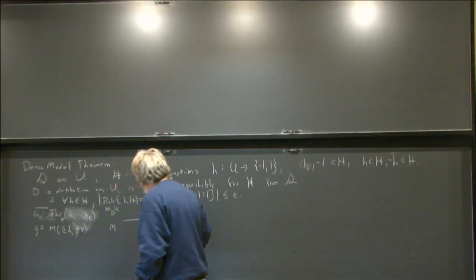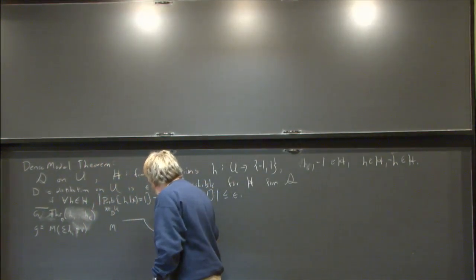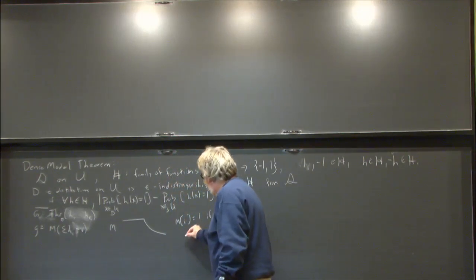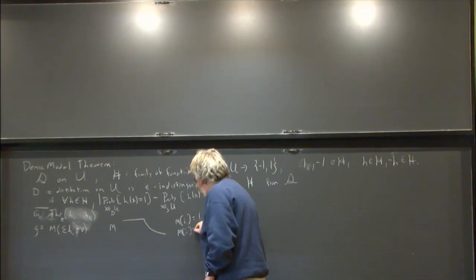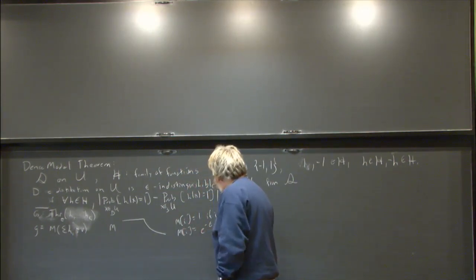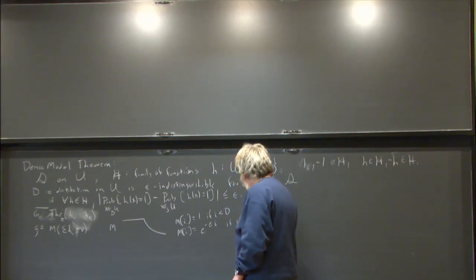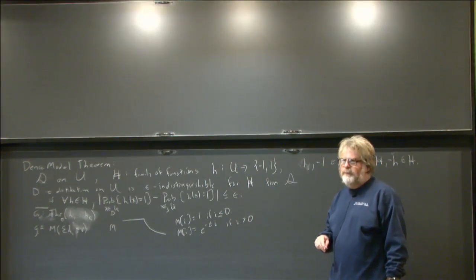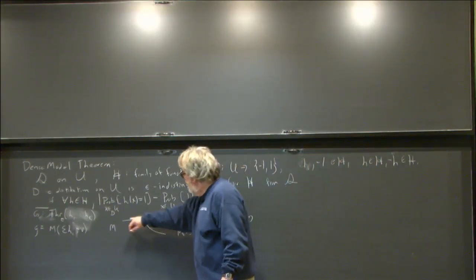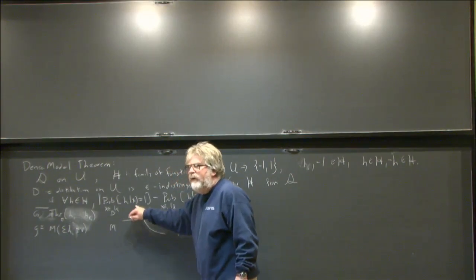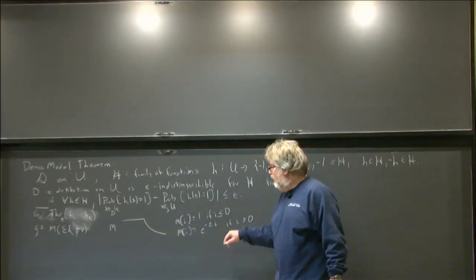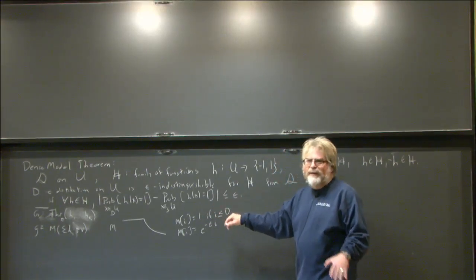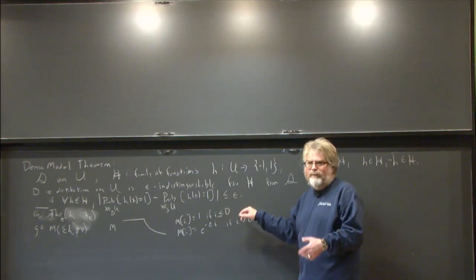For negative numbers less than 0, m of i equals 1, and m of i equals e to the negative epsilon i if i is bigger than 0. Okay, so you have 1 up to 0, and then it starts dropping off, and you make epsilon relatively small. The epsilon is going to be the same epsilon as here in order to prevent the drop off from being too steep.